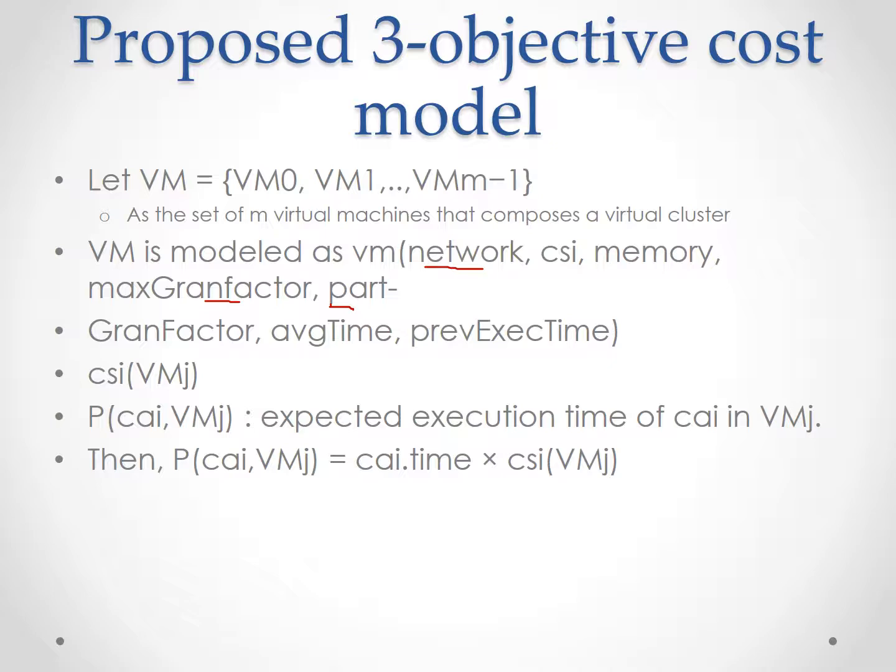Now, the computational slowdown index of virtual machine j can be represented like this. P of cloud activity i, virtual machine j denotes the expected execution time of cloud activity i in virtual machine j. This expected execution time can be calculated as the time taken by cloud activity i times the computational slowdown index of virtual machine j.